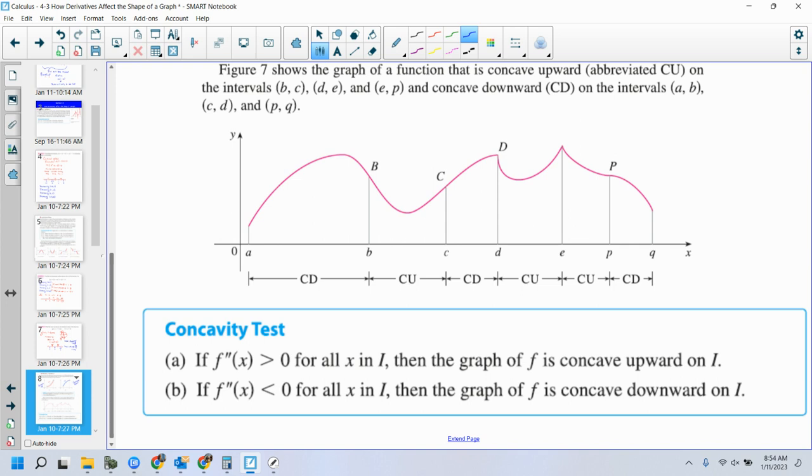So how do we test? It's called the concavity test. If f double prime is greater than 0, then it's concave upward. If f double prime is less than 0, then it's concave downward. That's the concavity test. Double prime, right? This is the second derivative. Not the first derivative, but the second derivative.